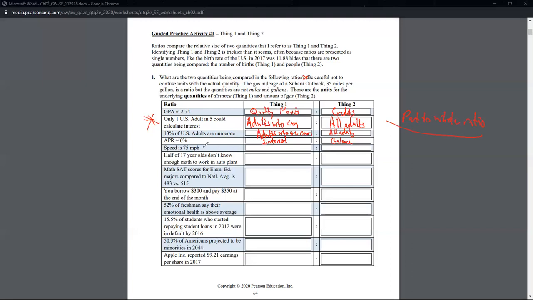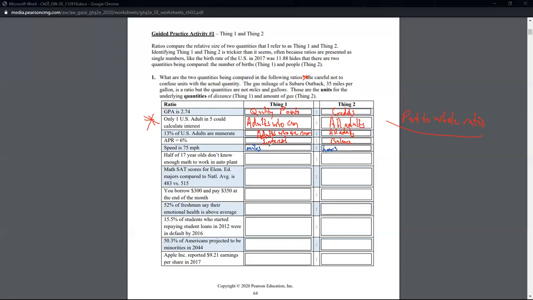Speed is 75 miles per hour. The word per means the next thing is the bottom of a fraction. It would be thing 2. So one person might say, and I'll do this in blue because this is technically breaking the rule above, but your teacher says he doesn't care, miles could be thing 1, and hours could be thing 2.